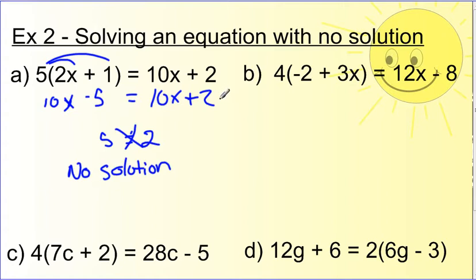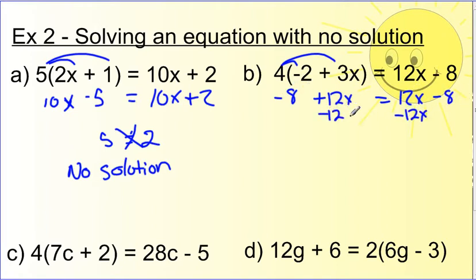Now, the other option, if we would distribute this problem here, we get a negative 8, we get plus 12x equals 12x minus 8. Something look familiar? Look, 12x, 12x, minus 8, minus 8. When I subtract 12x on both sides, these cancel. This side cancels. I get negative 8 equals negative 8. No matter what number you plug in for x into this problem, you will always get a solution. Every single number will work.